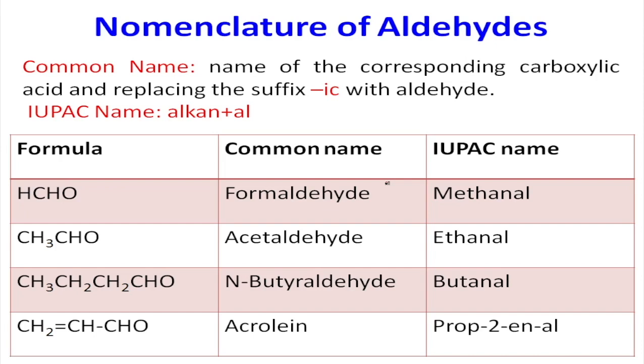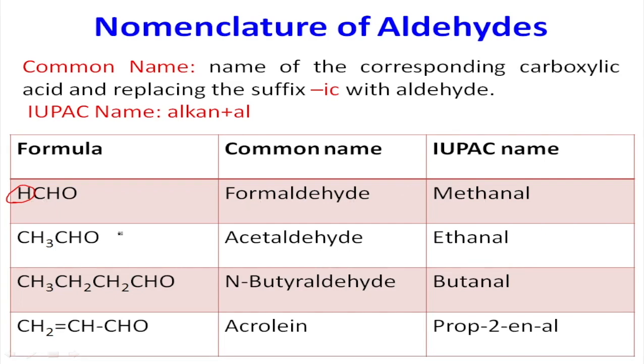For the nomenclature of aldehydes, the common name is derived from the corresponding carboxylic acid by replacing the suffix -ic acid with aldehyde. So the -oic acid is replaced with aldehyde. HCHO is the simplest aldehyde, and its common name is formaldehyde.